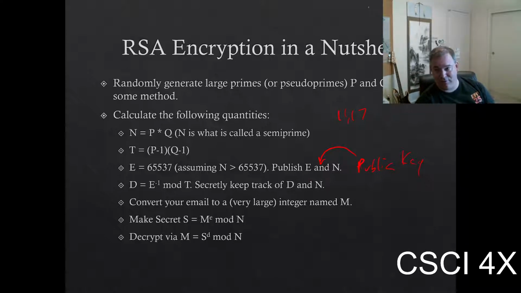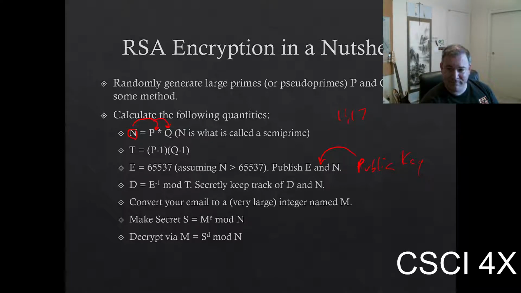In fact, you don't even usually need to publish E because, I mean, I guess you do, but everybody always uses 65537. It's a standard. And so all you really need to do is publish this number here. That's it. That's your public key. And as long as nobody can go back from the public key to the primes, it's secure.